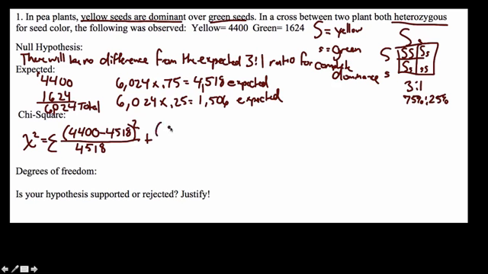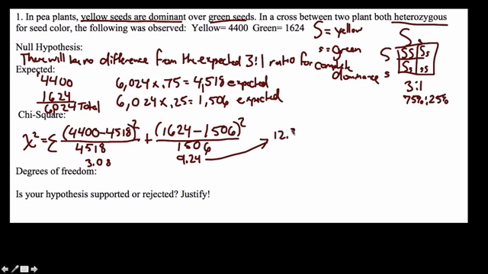So our observed for green is 1,624 minus our expected 1,506. Square that. Divide it by the expected 1,506. Okay. So if you solve this, you should get 3.08 for this right here. And over here, if you solve this, you should get 9.24. Right? If we add these two together, you wind up with 12.33. Now what does that mean? We'll see in just a moment.